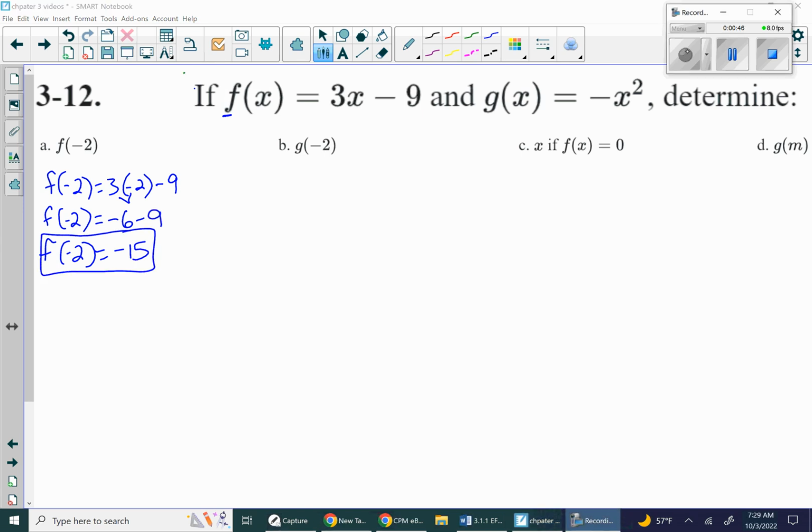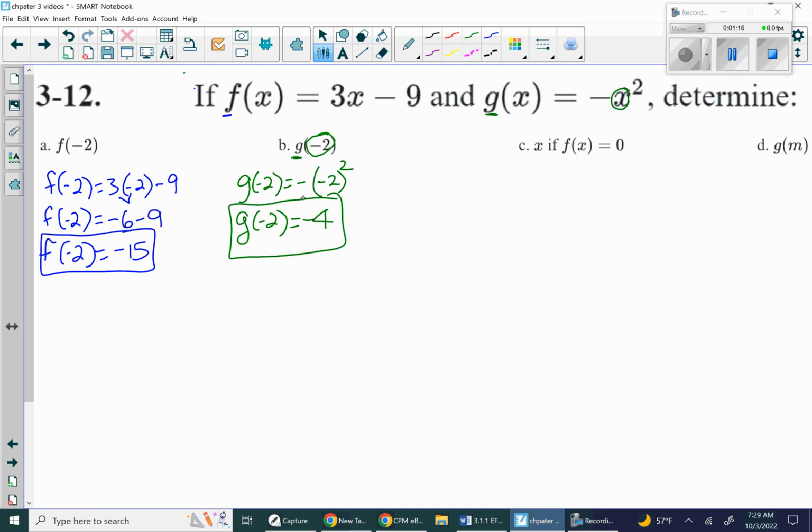G of negative 2 is a little bit different. All right, means we have to go to the g function, and so we get g of negative 2 equals negative 2 squared. Notice what happened there. Because g is negative 2, the x is actually substituted for negative 2, and then that has to be squared. So g of negative 2 equals the opposite of negative 2 times negative 2, which is 4. So g of negative 2 is simply negative 4.